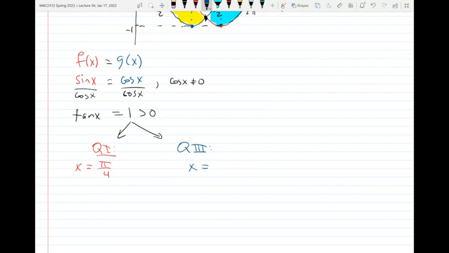Okay. So this one is pi plus pi over 4, right? Because the answer in quadrant 1 is always your reference angle, okay? So here's what's going on. So we have our pi over 4 over here.